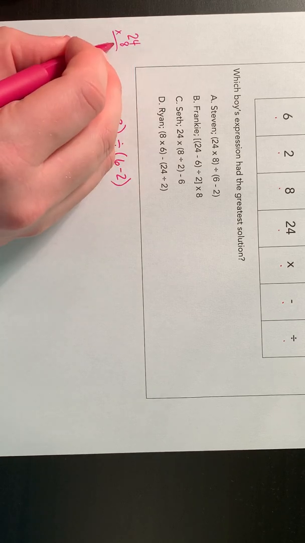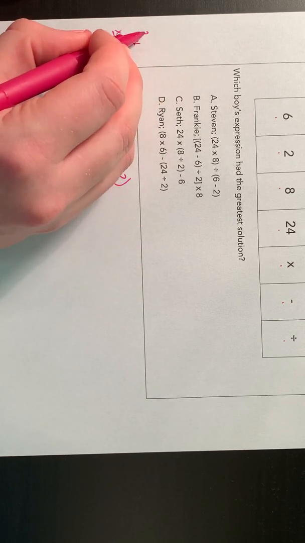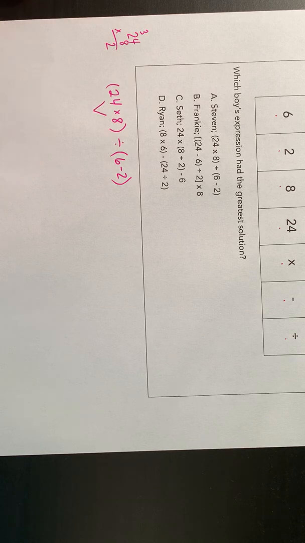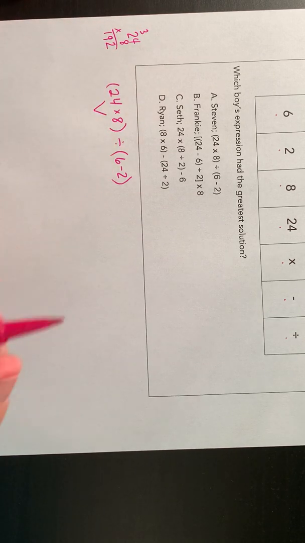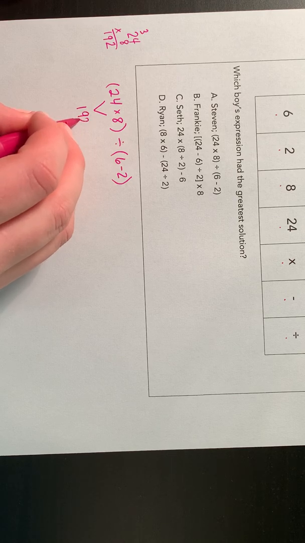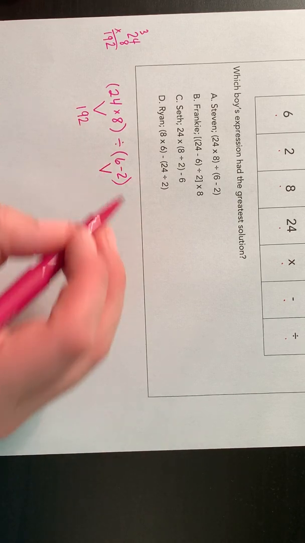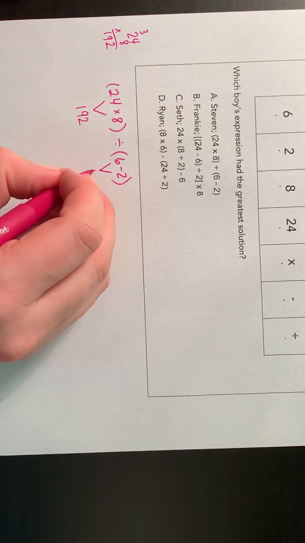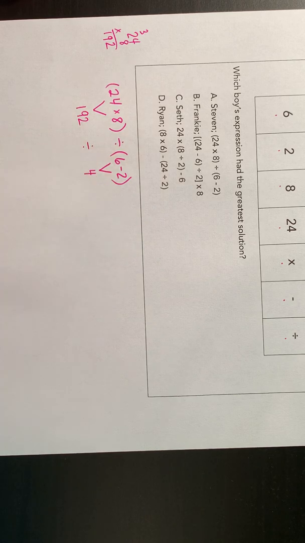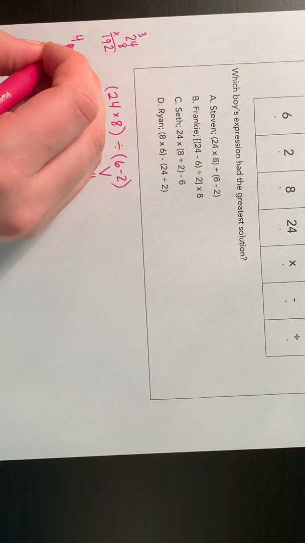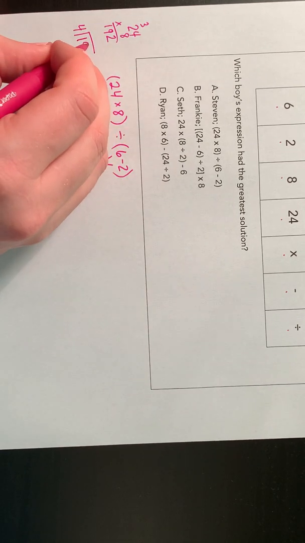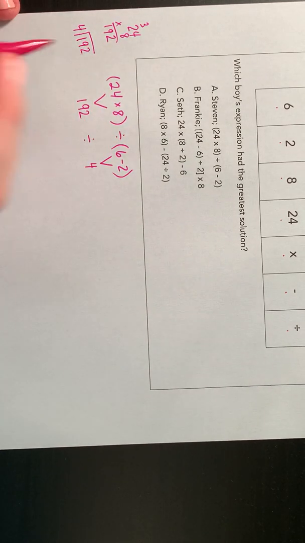8 times 4 is 32. I'm going to put my 2 down and carry my 3. 8 times 2 is 16, plus 3 is 19. So that's 192. All right, and now I have 6 minus 2, and that's 4, and I need to divide those two. So off to the side again, I'm going to divide 192 divided by 4.